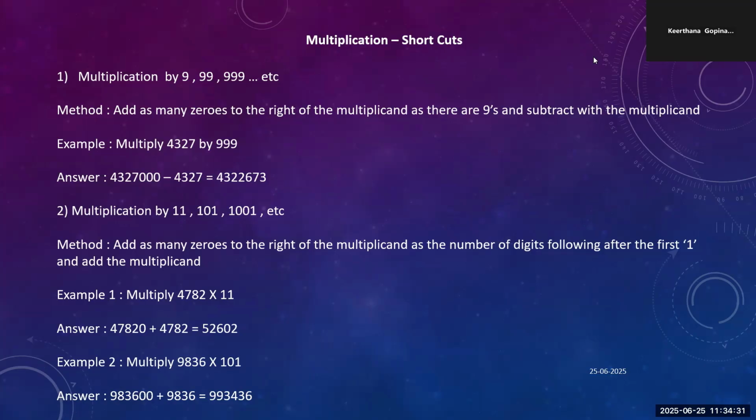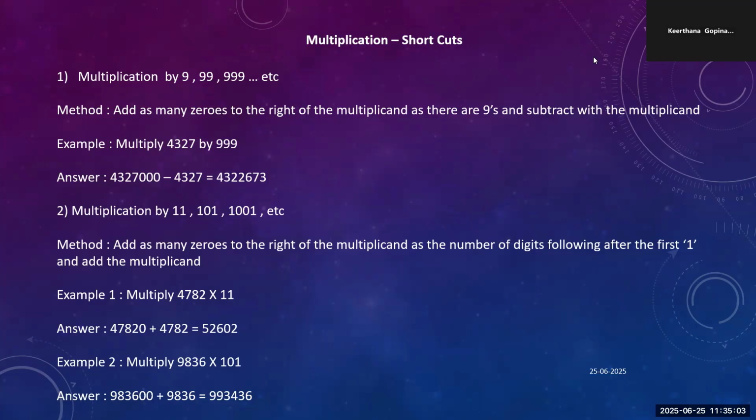Yeah. Multiplication is how many times of addition. See, that is where the concept application comes. Multiplication is what? Multiple times you are adding it. So here you are adding 4327, 999 times. Now, simple thing is you add it 1000 times and subtract one time, it becomes 999 times. Correct? Yes, sir.